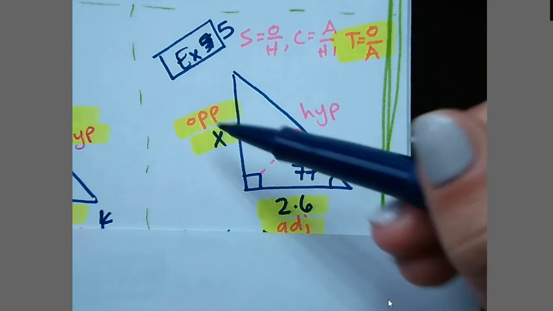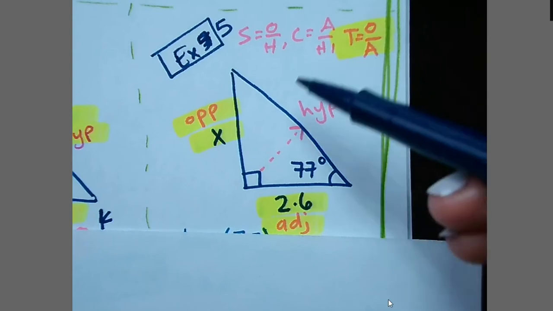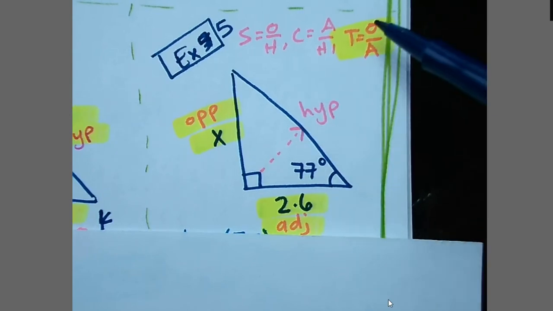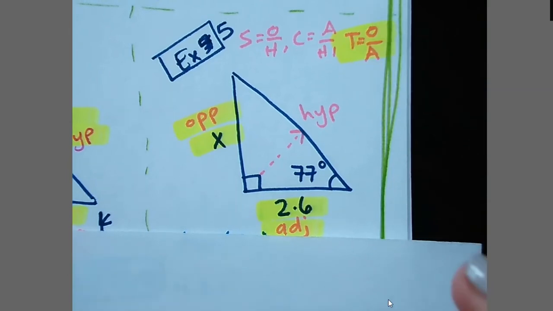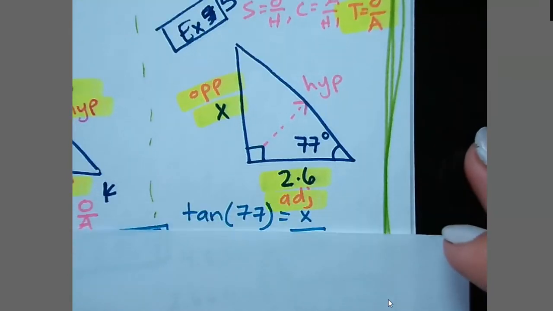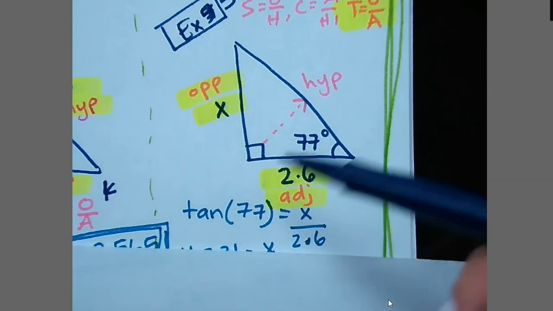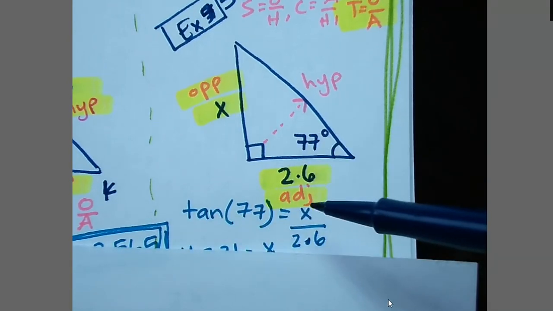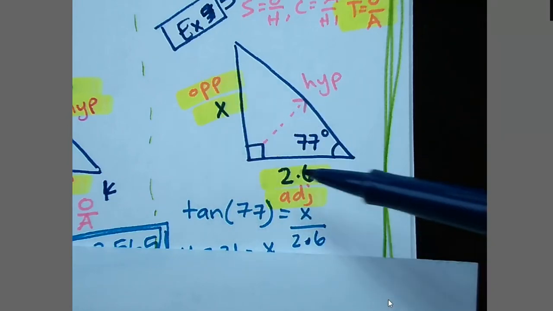So since the two sides that it labeled for me already were the opposite and the adjacent, see, notice the hypotenuse doesn't have anything with it, then we're going to use tangent because that uses the opposite and the adjacent side. Okay, so we're going to do tangent of the angle, so tangent of 77 equals the opposite over the adjacent. So it's going to be x over 2.6.